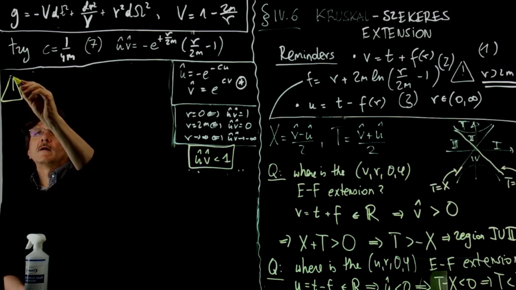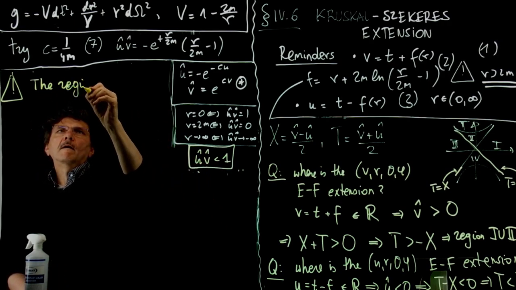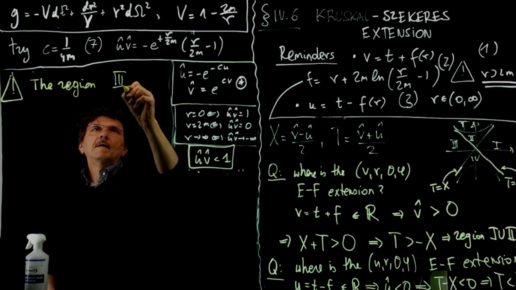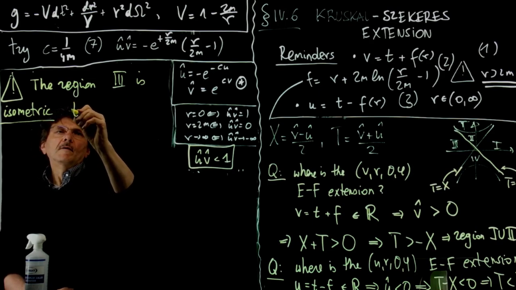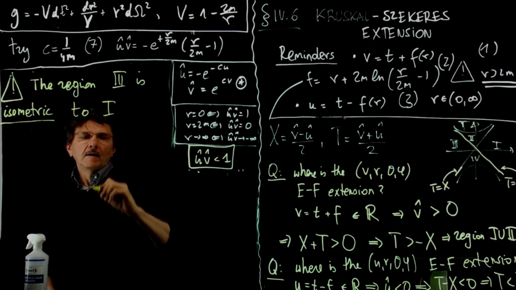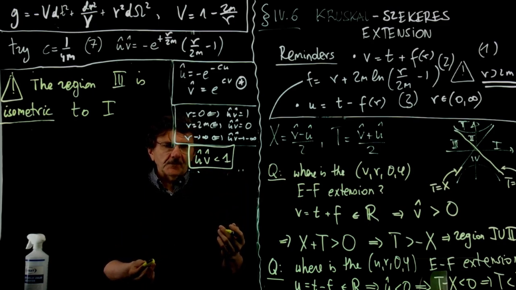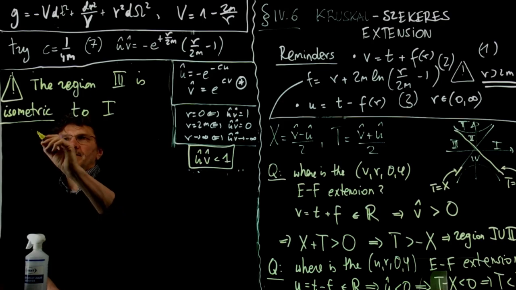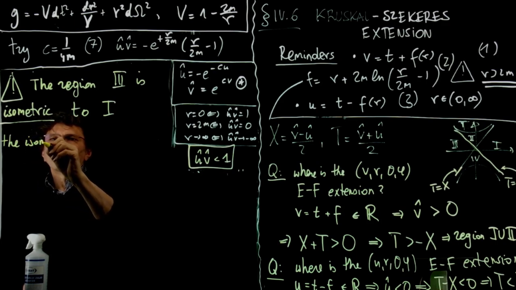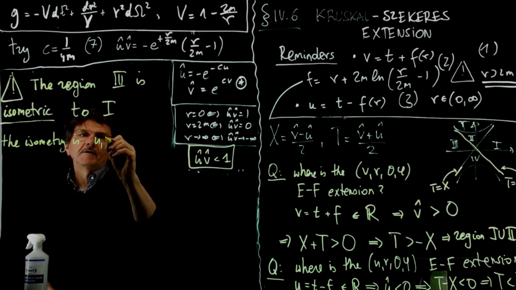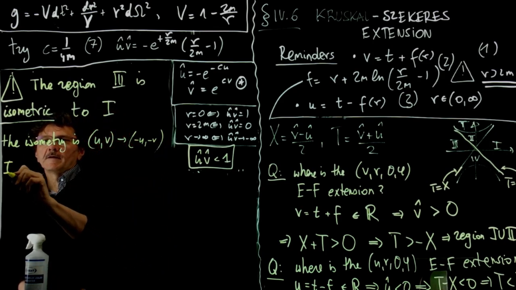So the region three is isometric to one. And this means that there is a map which goes from one to three, which is a diffeomorphism, so that which preserves the metric, and so the map, which the isometry is (u, v) goes to (-u, -v). Then, indeed, this is an isometry.